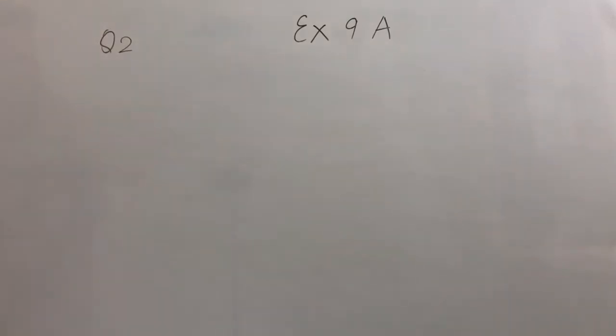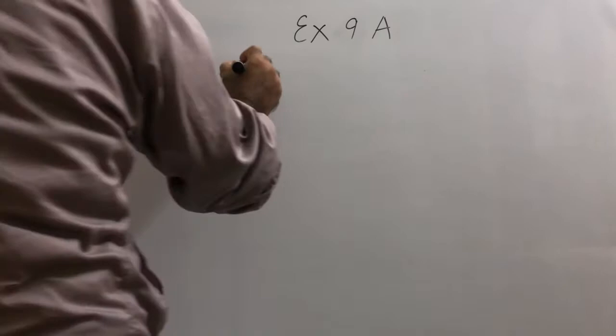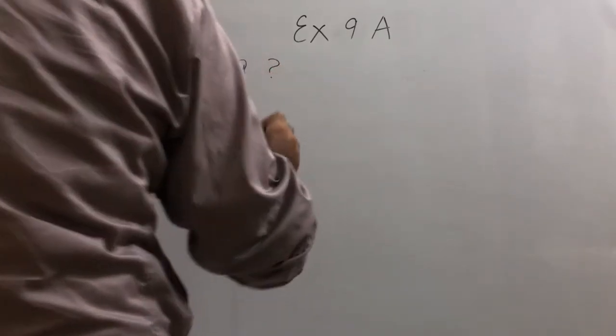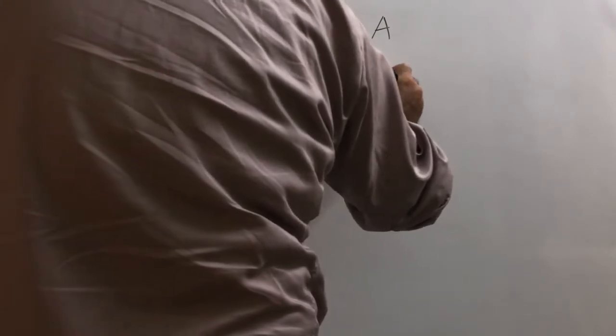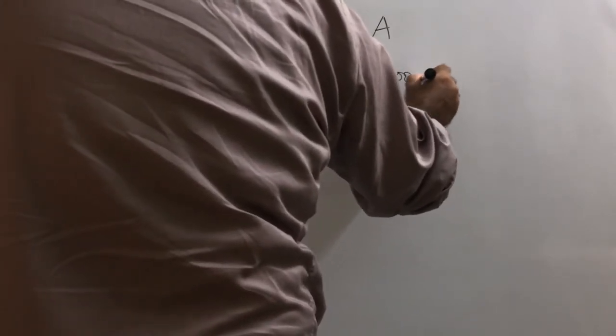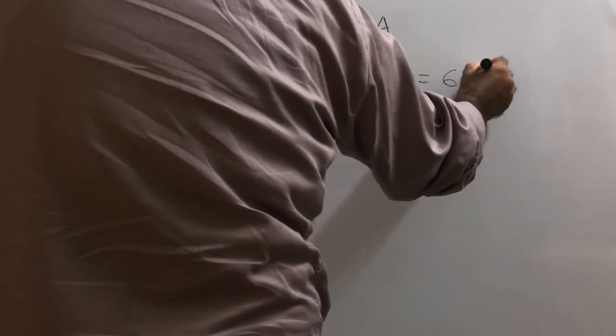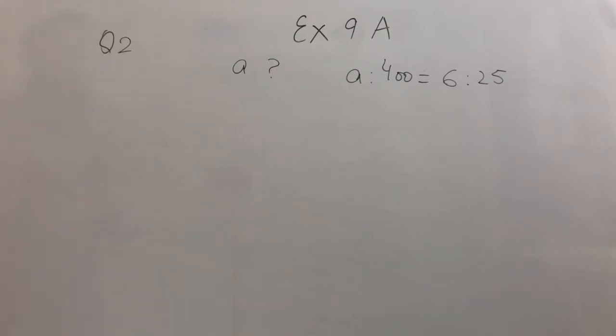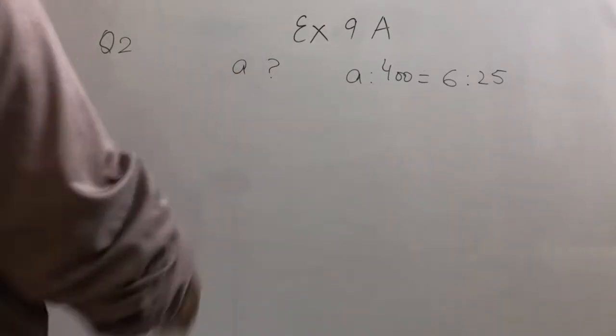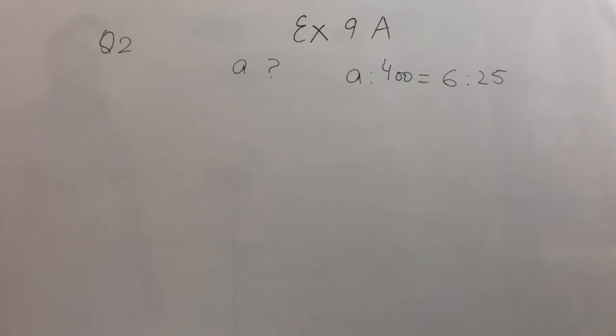Bismillahirrahmanirrahim. Now we'll be doing question number 2, exercise 9a. The question says, find the value of a. We need to find the value of a if a ratio 400 is equal to 6 ratio 25. So this is the a part, which says we don't know the value of a. We need to calculate it, and it is given that a ratio 400 is equal to 6 ratio 25. This is a new question now for you.